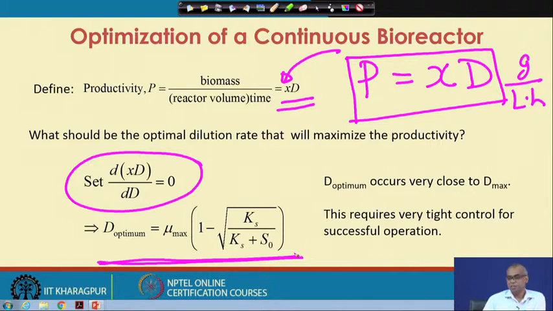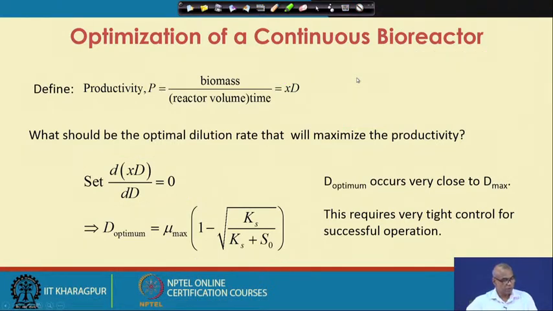So, you immediately can conclude that a successful operation for a continuous bioreactor will require very tight control, so that you are operating with the specified dilution rate and not going very close to the maximum dilution rate, leading to washout condition.